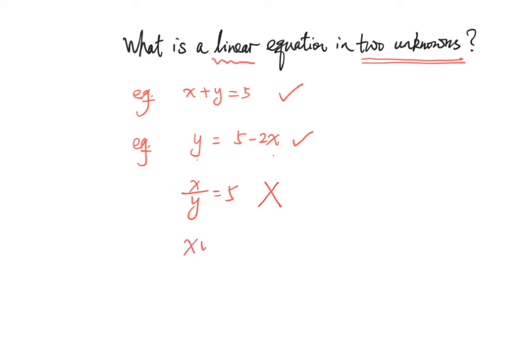And how about x times y equal to 5? As you can see, this equation also has two unknowns x and y, and the power of x equal to 1, the power of y equal to 1. But x and y here are just one term. They are not separated into two terms. The two unknowns must be separated into two terms. So this is not a linear equation in two unknowns.